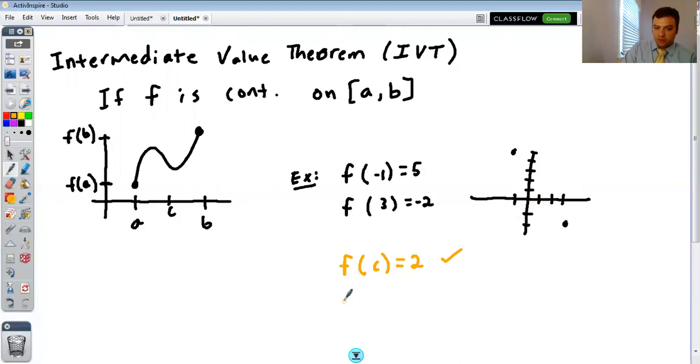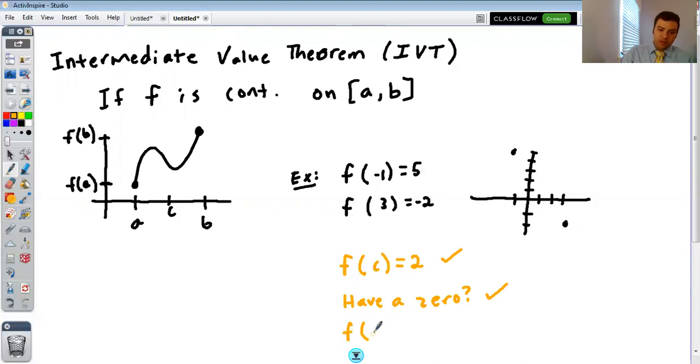Does f have a 0? Does it pass through a 0 on this interval? Yeah, it does. It's got to cross over the x-axis. It's got to go through y equals 0 at some point.